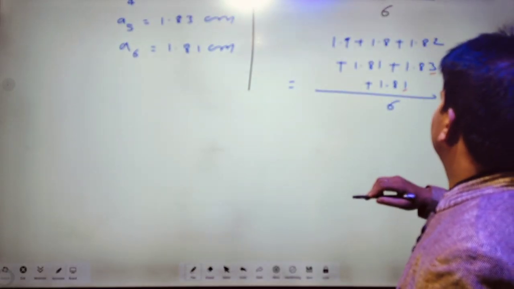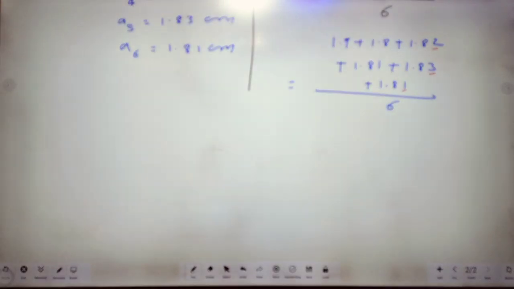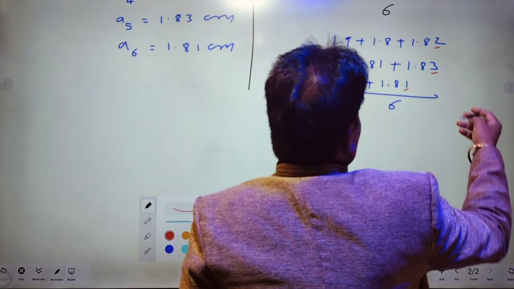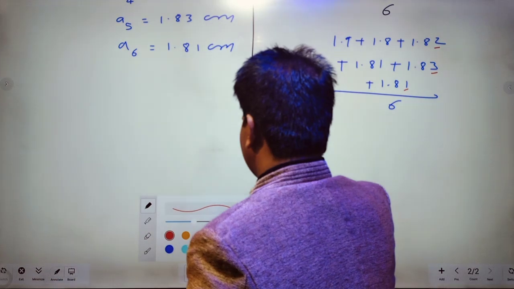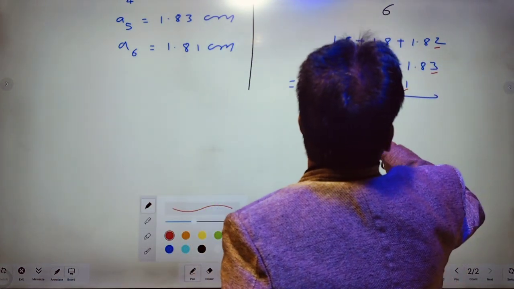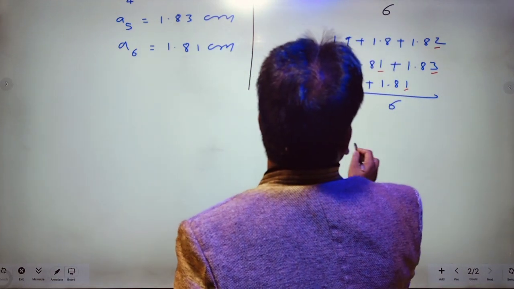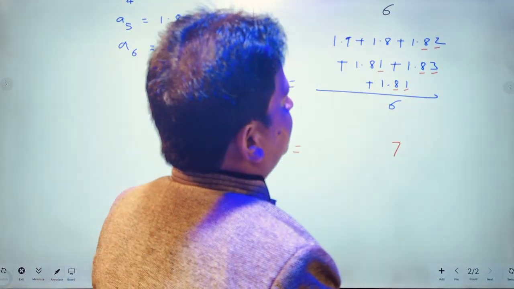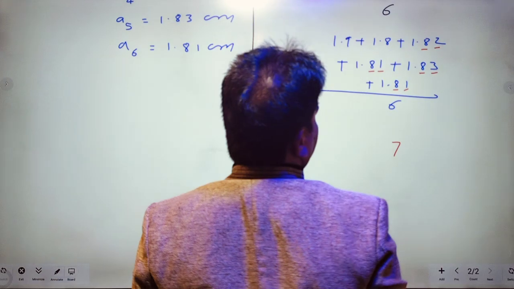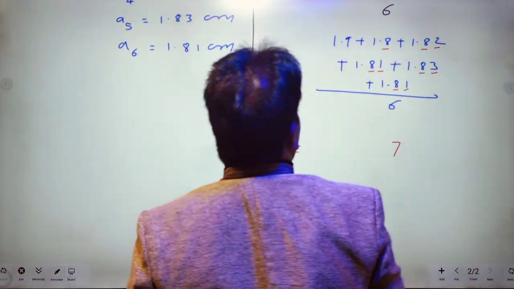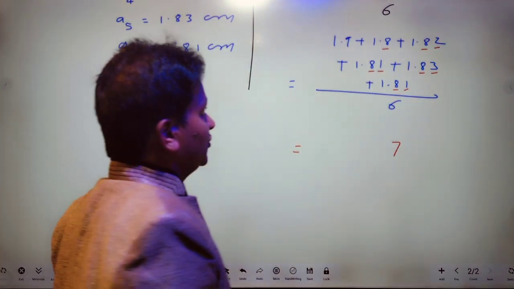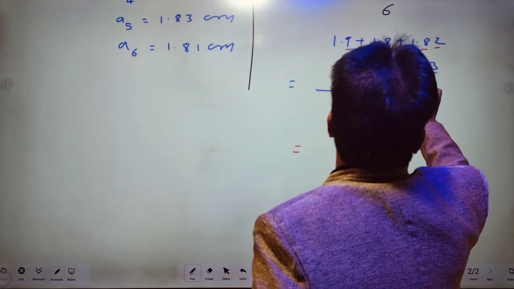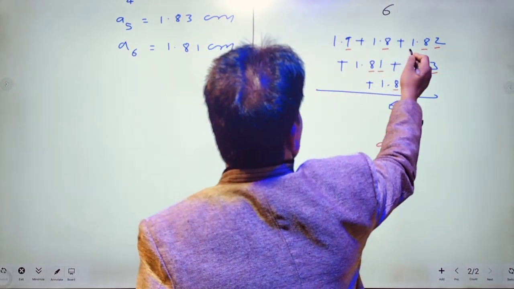Now I am going to add these numbers. 1, 3 are 4, 4 are 8, 6... 8, 8 are 16, 16 and 8 are 24, 32, 40 and 9 is 49. Okay.